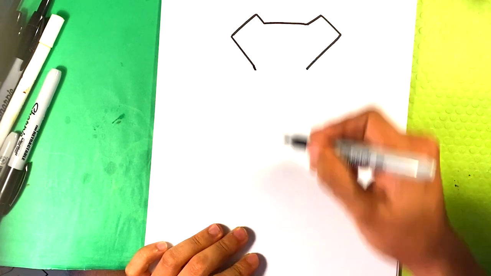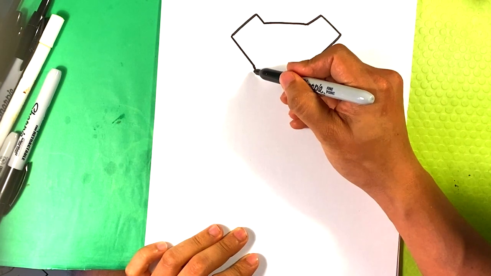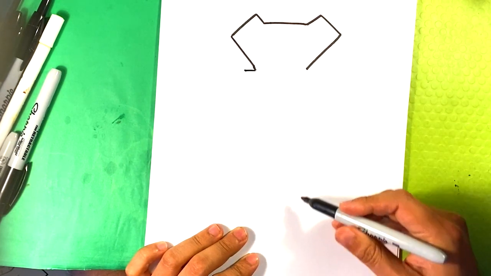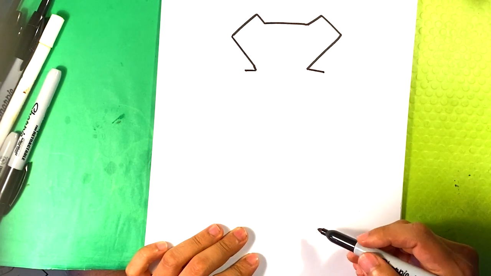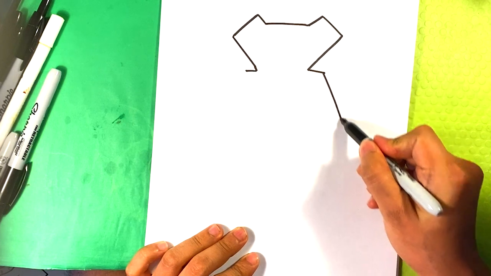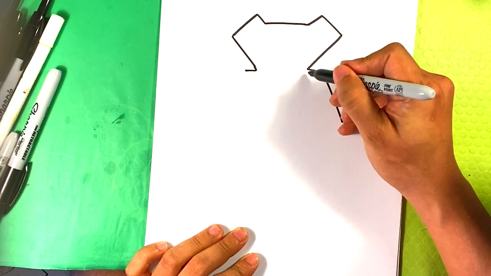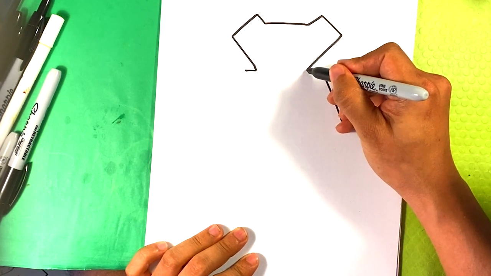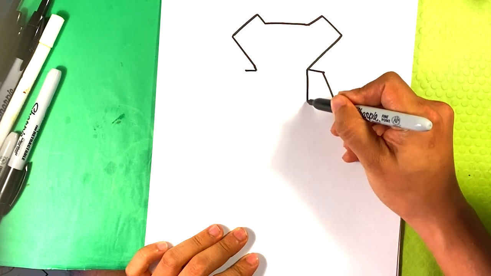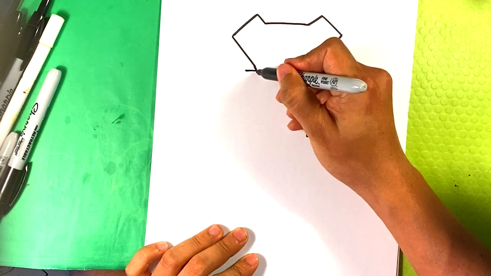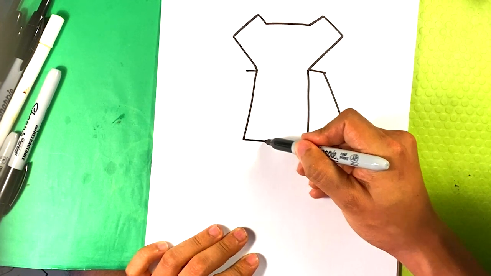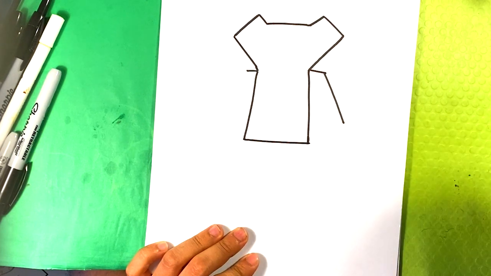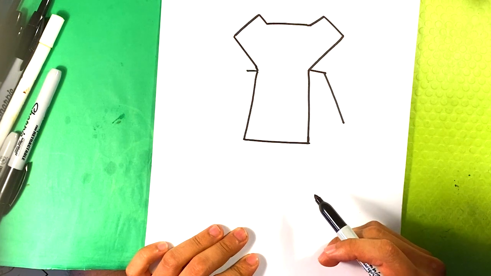Alrighty. Let's go over here for the shoulder. Over here for the shoulder. Line out over here for the top of the arm. Down. Over here. Down. Line across. Alrighty. So far so good.